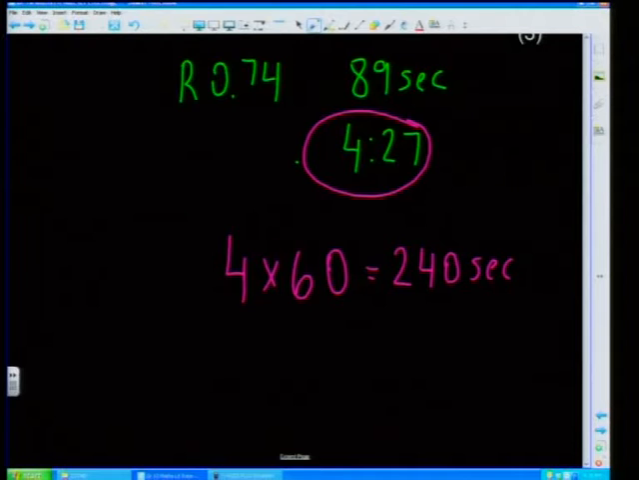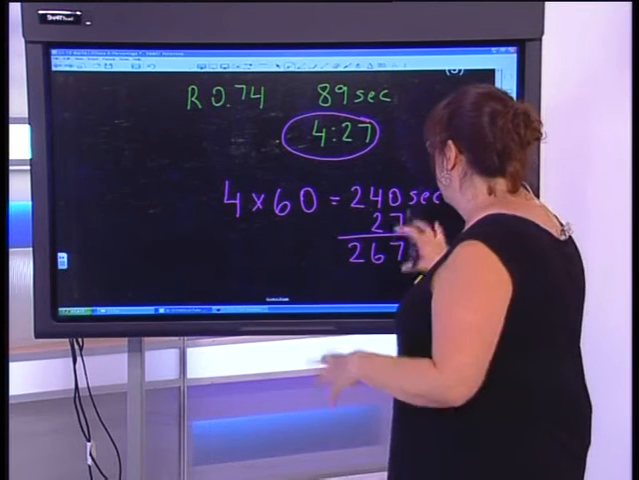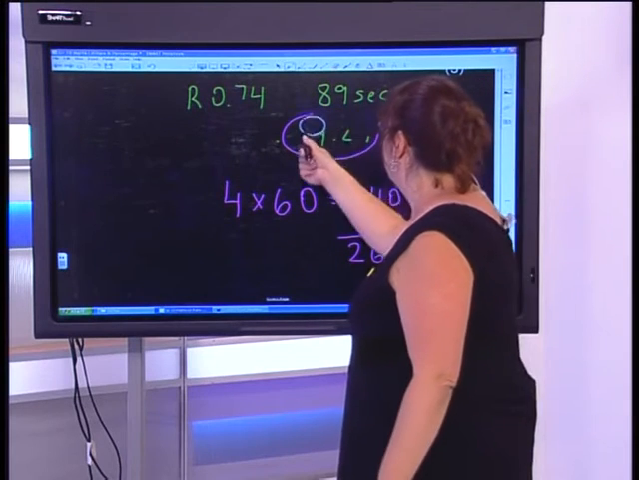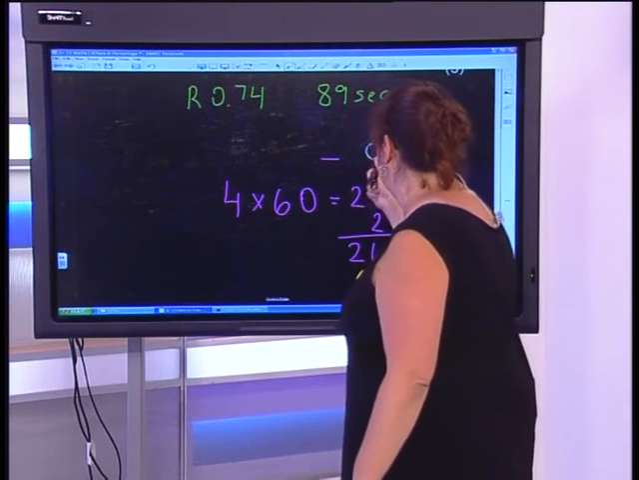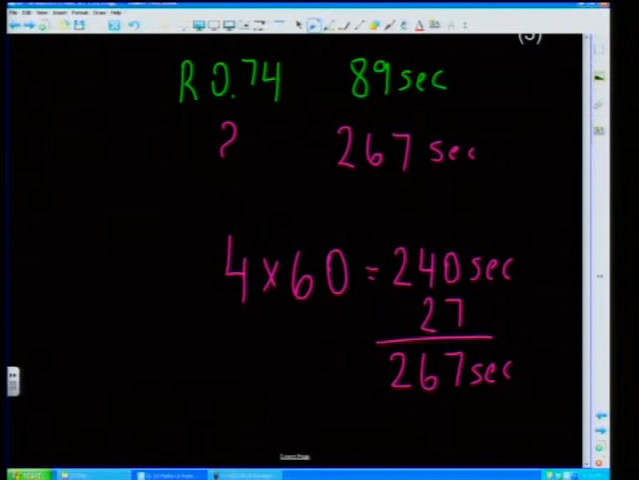And then I've got an additional 27 seconds, so just add those, and I end up with 267 seconds. Right, so that is what we're going to use there. So let's delete that, then we don't have any more problems, and I've got 267 seconds. And now I want to know the cost.